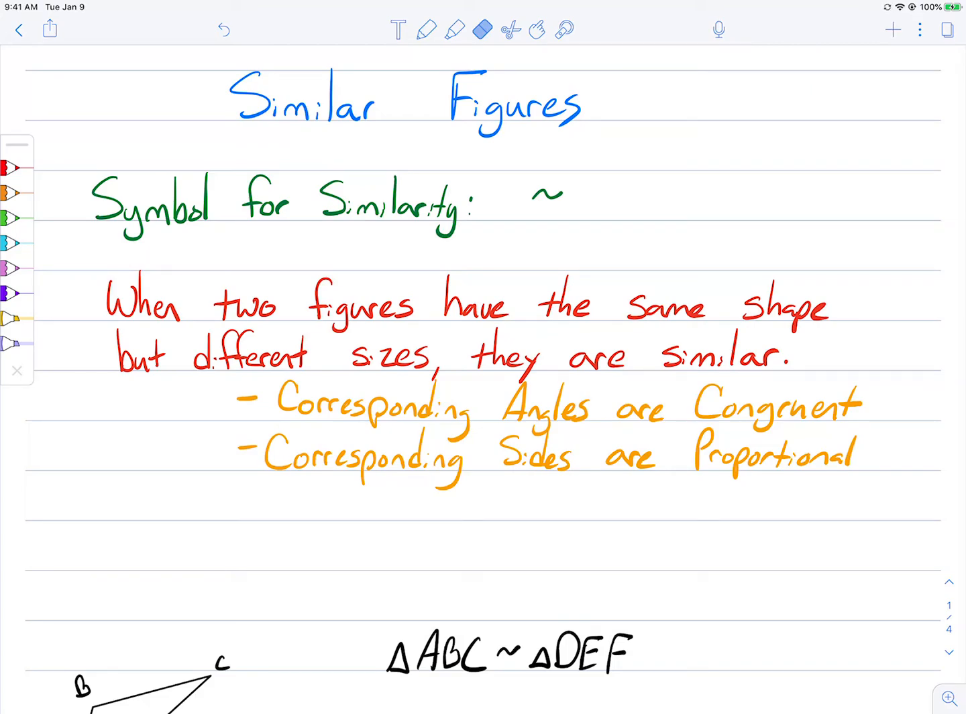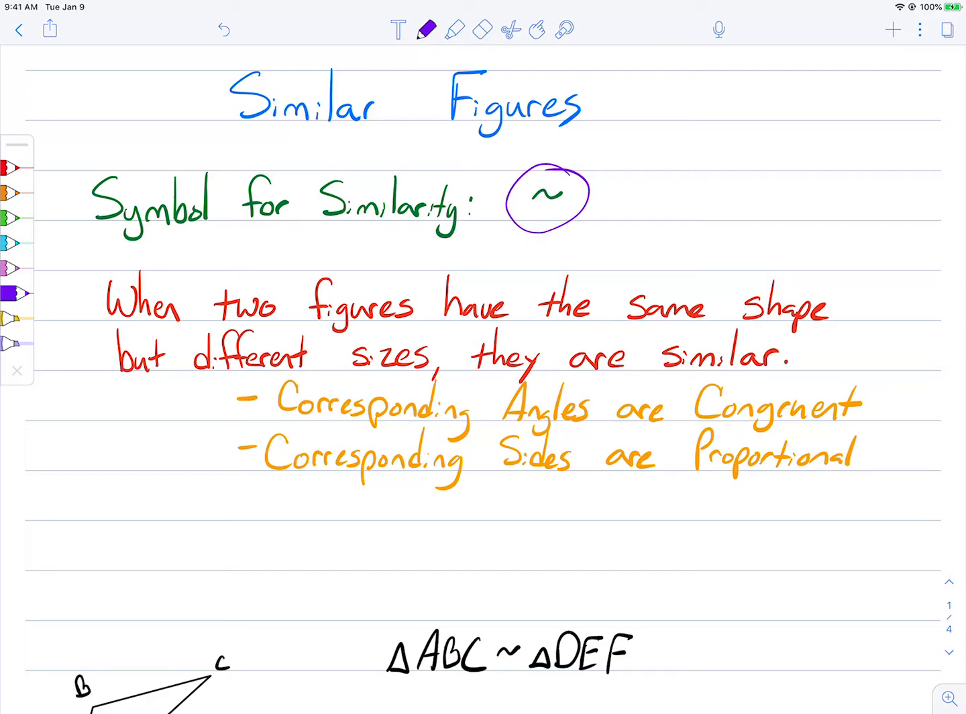Similar figures. So you were creating similar figures when you were dealing with a dilation. So it was the same shape, just a different size. The symbol for similarity is this right here. So if you were to say that two shapes were similar, you could put that symbol in between and it reads that they are similar.